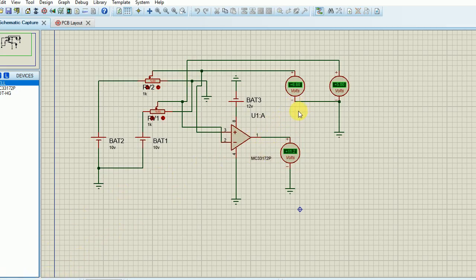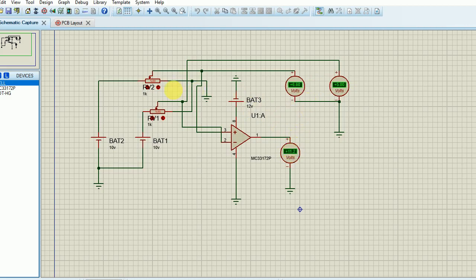So this is running. See, whenever the difference is 6.60 minus 5.80, it is definitely a positive value. If it is a positive value, it will go to plus VCC. Here plus VCC is 12 volts. Here we got the answer as 11, somewhat near that value.